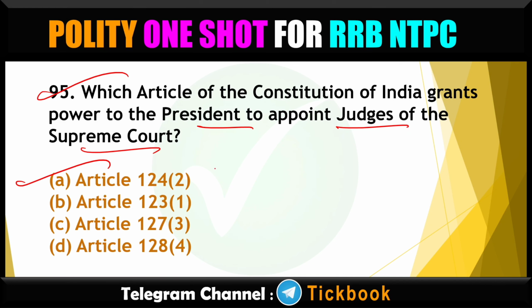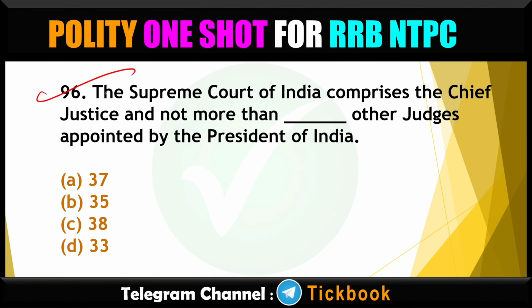Option number A, Article 124 plus 2. 96. The Supreme Court of India comprises the Chief Justice and not more than dash other judges appointed by the President of India. Option number D, 33.